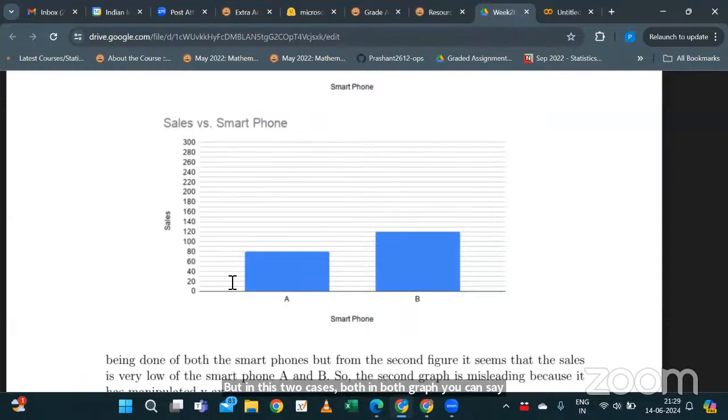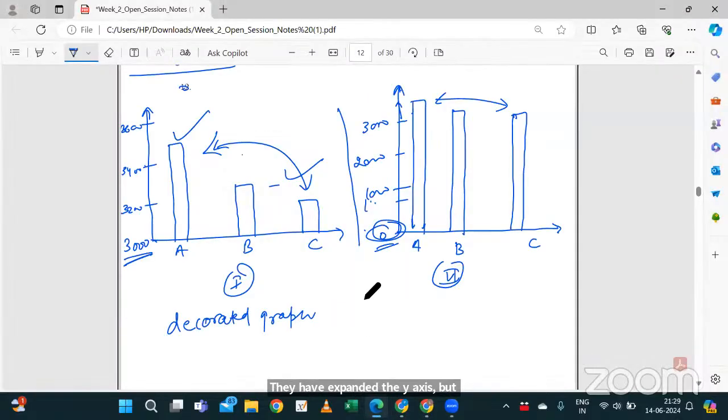The difference is what manipulation has been done. They have expanded the y-axis. Okay, yes, but sir, I understand that, but it's a rule that we have to start a graph from zero itself. If not, then it's wrong. Sir, there should be a baseline. Yes.